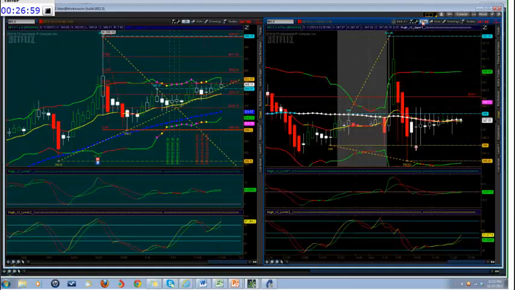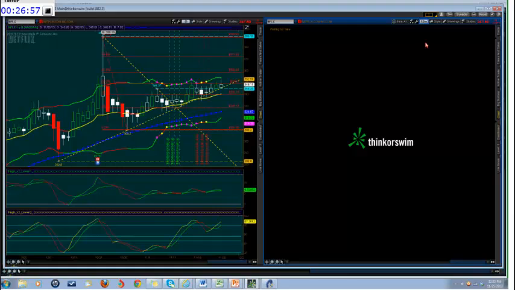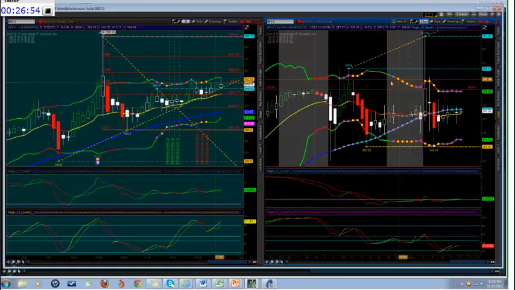See, this is not in a squeeze on the 15. The 30 is in a squeeze. So this Netflix has potential to have a big break up or down. Right now it says the break's going to probably happen to the upside, so I'll be watching this closely.